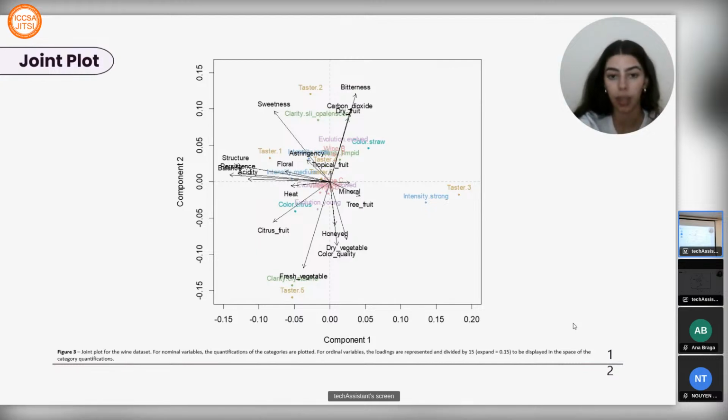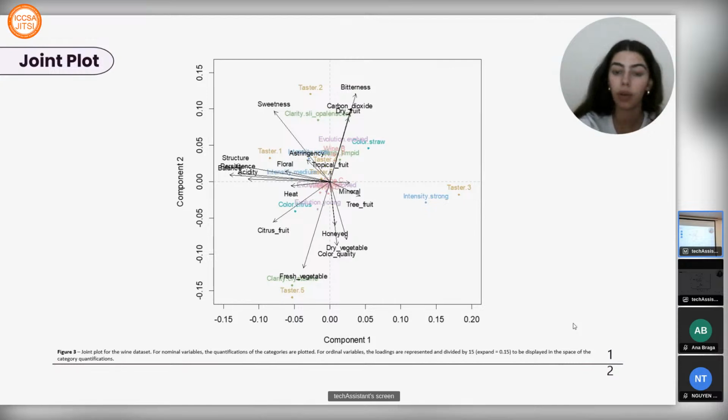Analyzing the graphs geometrically, we can see that variables structure, persistence, balance, acidity, and citrus fruit contribute more to the first component as they form an angle smaller than 45 degrees with the axis representing it. The variables floral, deep, mineral, and free fruit also meet the condition. However, their contribution is much smaller since the vectors are shorter and closer to the origin.